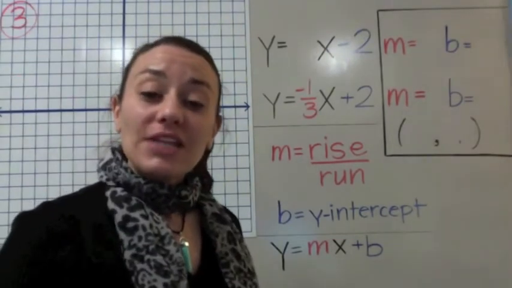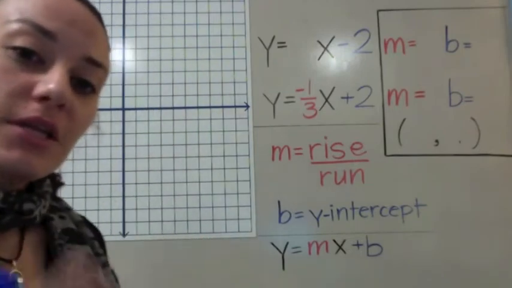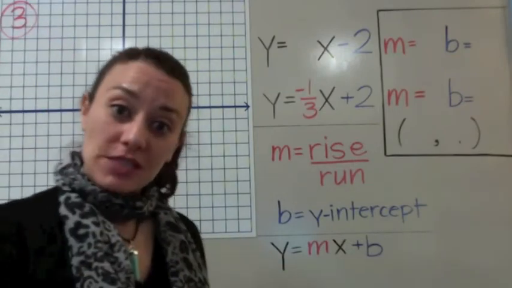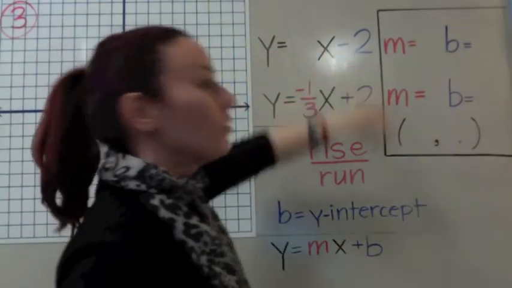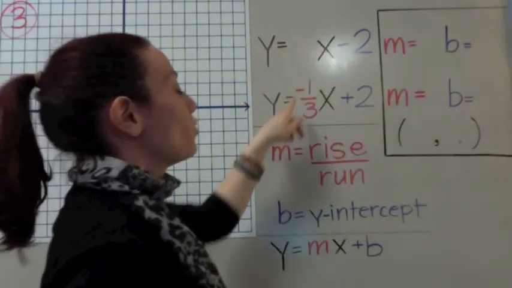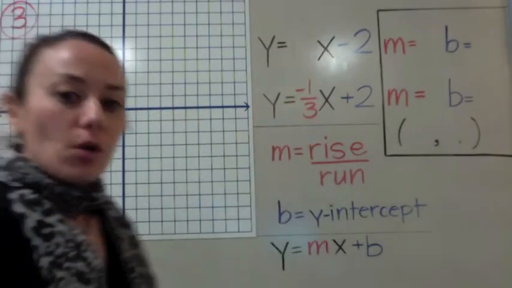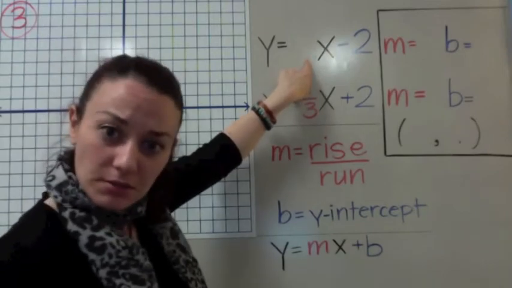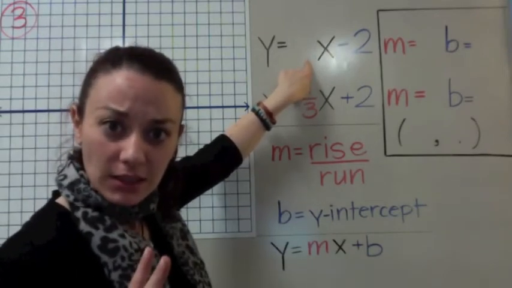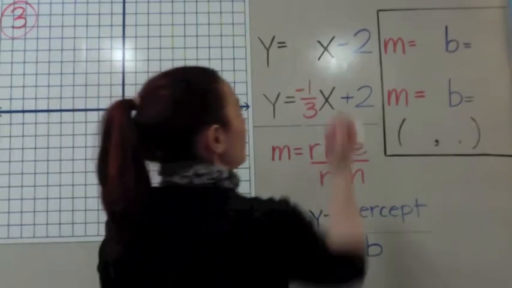So now let's graph the system for number 3. We have two linear equations that are going to intersect. The first linear equation says y = x - 2. The second equation says y = -1/3 x + 2. So, is there a slope for the first line? Do you see it? It is invisible. What is it? It's 1, because there's 1x, right? So put a 1 in front of x.